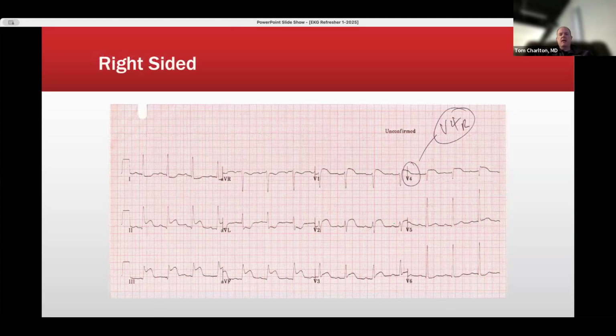All right, and this is a right-sided EKG. Again, in a right-sided EKG, the precordial leads have now been flipped. And so you can see, yep, we're having an inferior MI, and it follows that artery all the way down because we see the elevations continuing further down that artery.